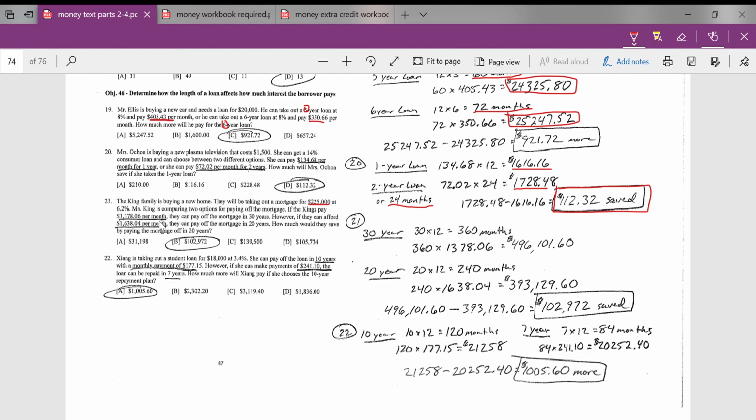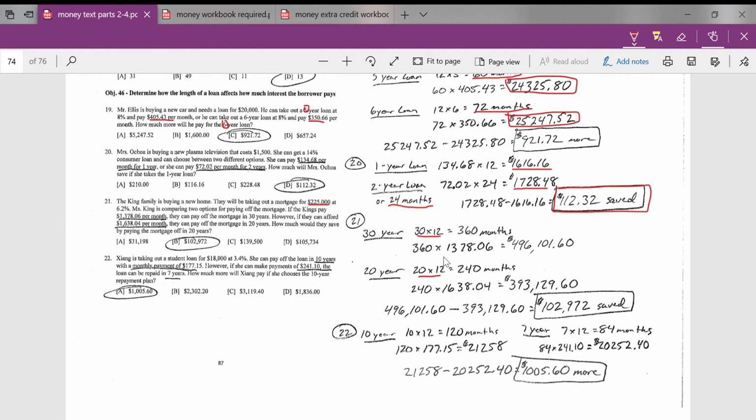So again, if they could afford that, it's almost $300 a month difference. Then you're going to see that it'll cost a lot less. So let's take a look. The first thing we do, just like in some of the problems above, is figure out how much time this actually is, because they're monthly payments. So 30 years times 12 months is 360 months. The 20-year plan, 20 years times 12 months, that's 240 months.